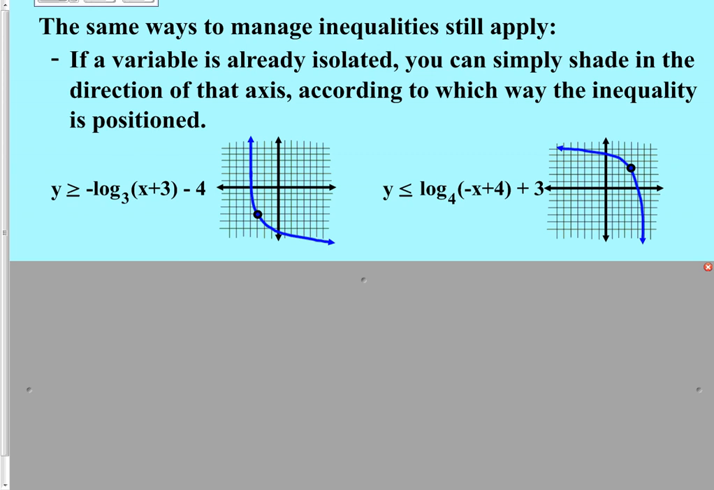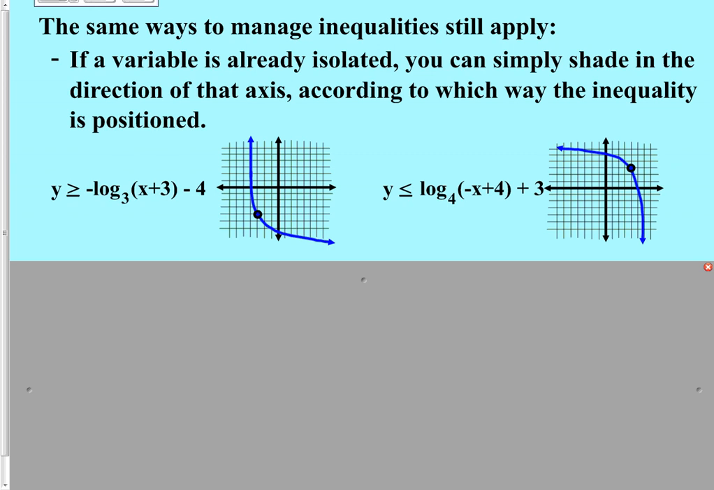On the left side, y is greater than or equal to the negative of log base 3 of x plus 3 minus 4. Okay, so the graph is already drawn for us. Just a few things that we know. Of course, the starting point of the graph has been moved. Actually, I've got my graph positioned incorrectly. Sorry about that. The graph should be moved 3 units to the left and 4 units down.